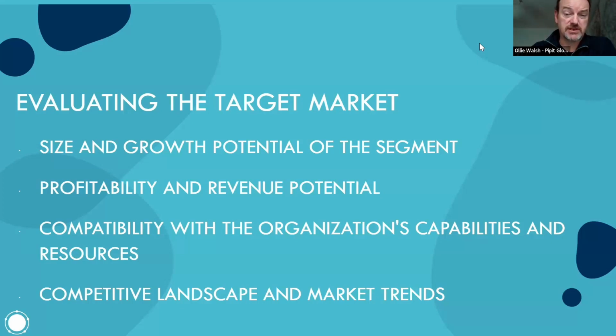Compatibility with the organization's capabilities and resources. So I want to target a market that I can effectively service. Then the competitive landscape and market trends. So who else is competing in this market? What's their offering? How do I position mine beside theirs or above theirs or around theirs? So I'm making sure that I'm offering my potential customer the best value and benefits that they want to buy, aligned with my competition and my capabilities.